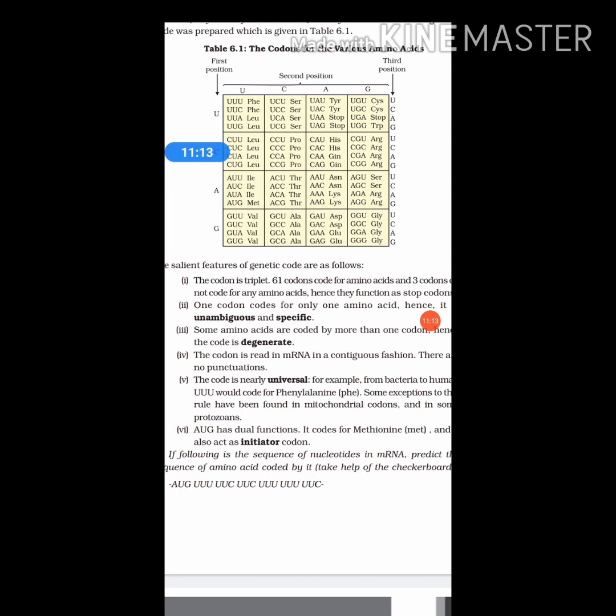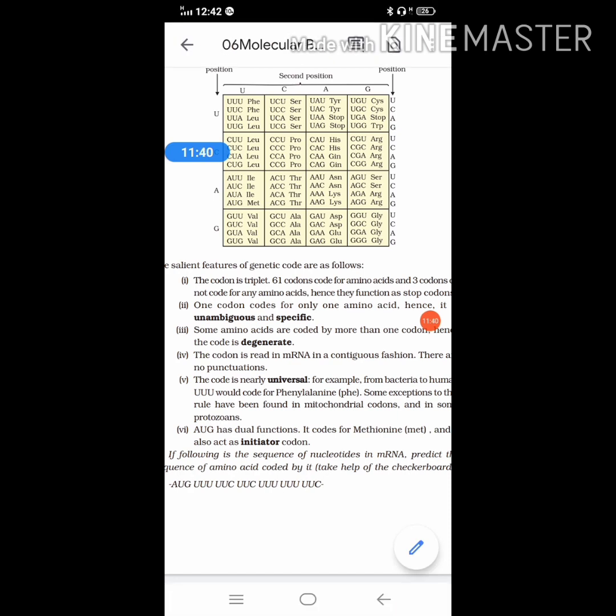At that time you have to mention, for example, UUU is coding for phenylalanine, or UUC is coding for phenylalanine, any one you can write as an example. Then the third salient feature, that is degenerate. Some amino acids are coded by more than one codon. At that time also you have to mention one example. For example, the amino acid phenylalanine is coded by UUU and UUC. Clear? So these are the 6 salient features.